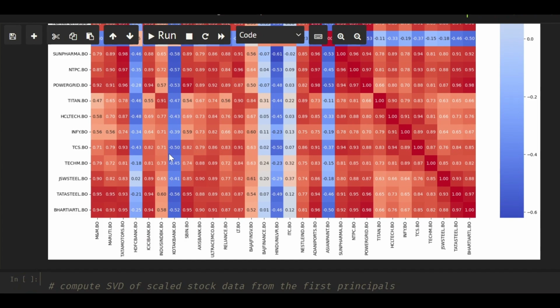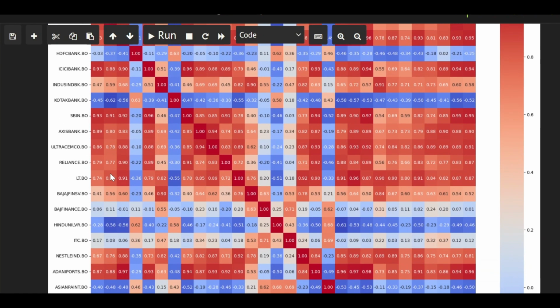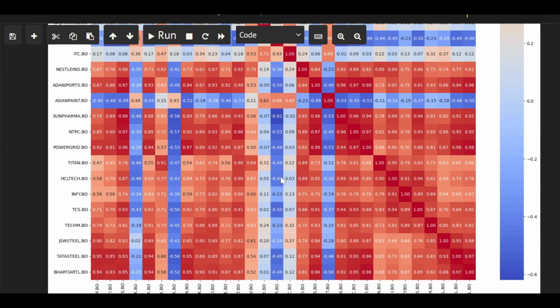And there are some sector-specific correlations. For example, these 3 companies here are from automobile, and again these 3 companies are automobile, and they have some very strong correlation. Similarly, the banking sector also has very strong correlation, except for Kotak bank. So this can give you a very quick idea as to what is happening in your data set.